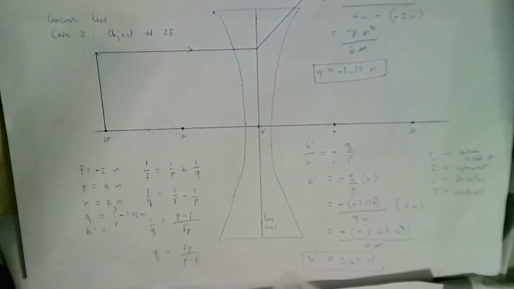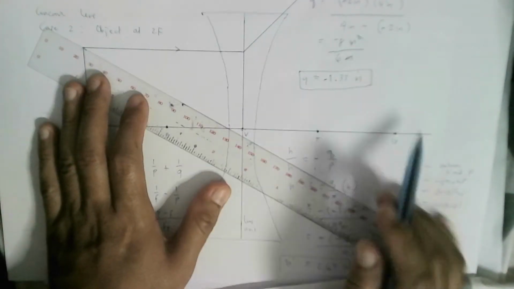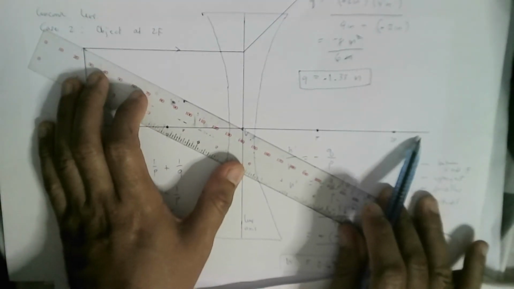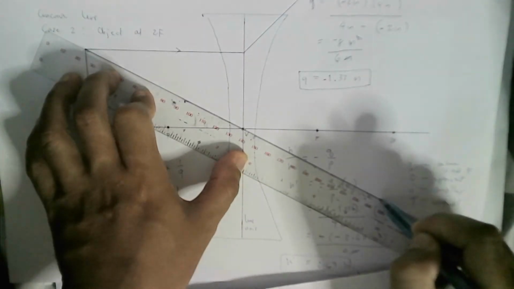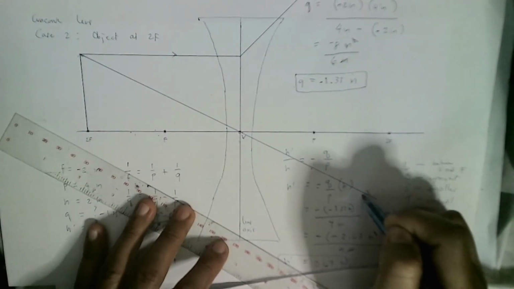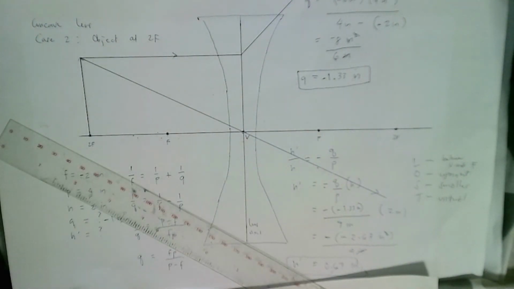And then the next one is the V ray. Remember, a V ray is a ray that starts from the top, passes through the vertex, and just travels as if nothing happens, as if there's no refraction. So it just passes through like that.